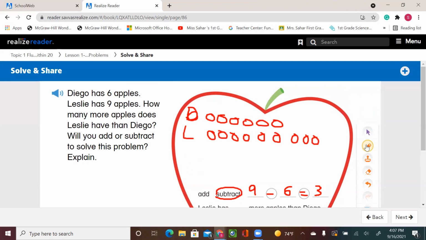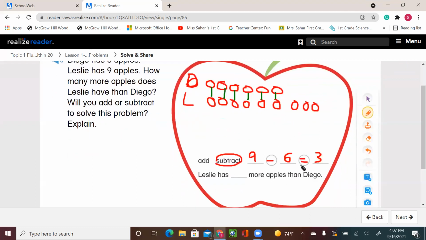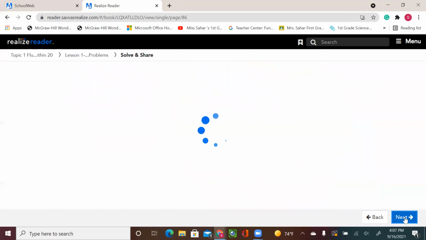So if I match each apple from Diego to Leslie, they have a partner, have a partner, have a partner, have a partner, have a partner, have a partner. That leaves 3 apples without partners. That's the difference. So 9 take away 6 equals 3. So Leslie has how many extra? She has 3 more apples than Diego.